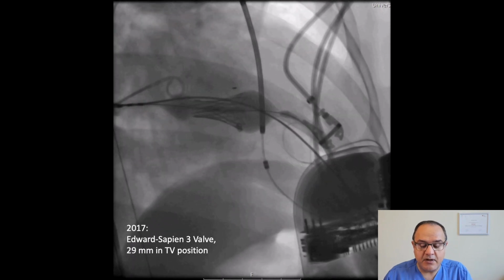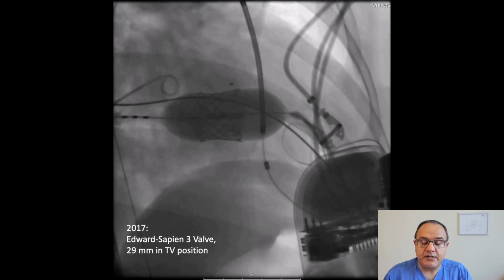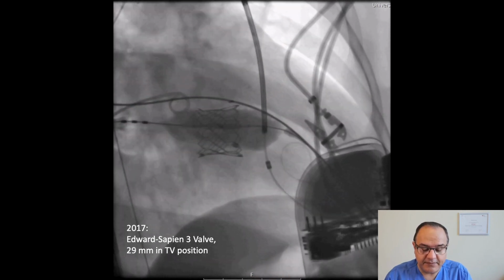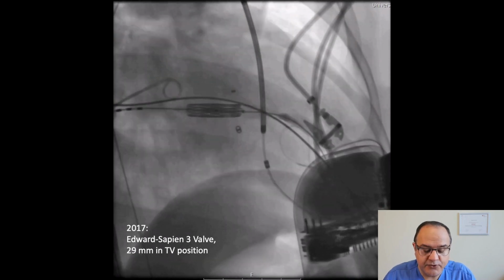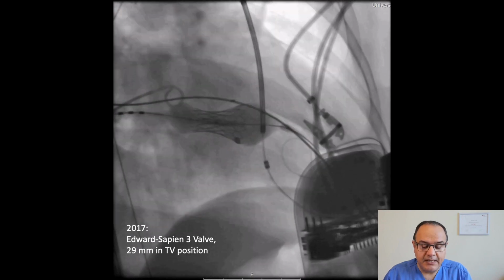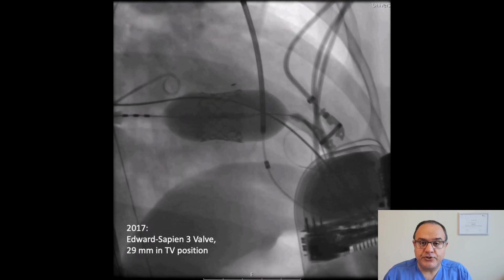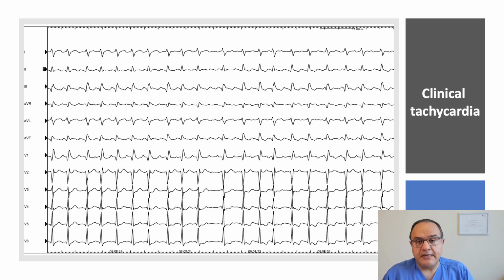After the first operation, the patient experienced a severe tricuspid regurgitation, and in 2017 the patient received interventionally an Edwards Sapien 3 valve, 29 millimeter, in the tricuspid valve position, and in this way the tricuspid valve regurgitation was cured. Let's have a look at the 12-lead ECG.